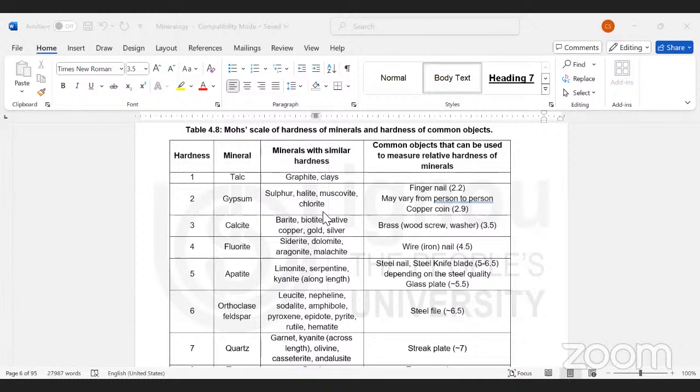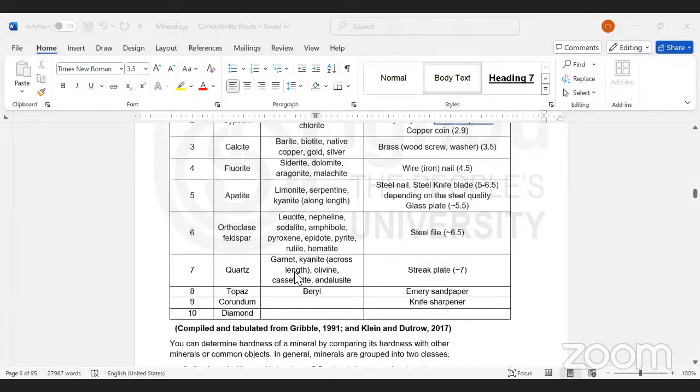If you scratch talc, we will get a very fine powder, like talcum powder. The second one is the hardness of gypsum. Third is calcite. Fourth, fluorite. Fifth, apatite. Sixth, orthoclase. Seventh is quartz. Eighth is topaz. Ninth is corundum. Tenth is diamond.